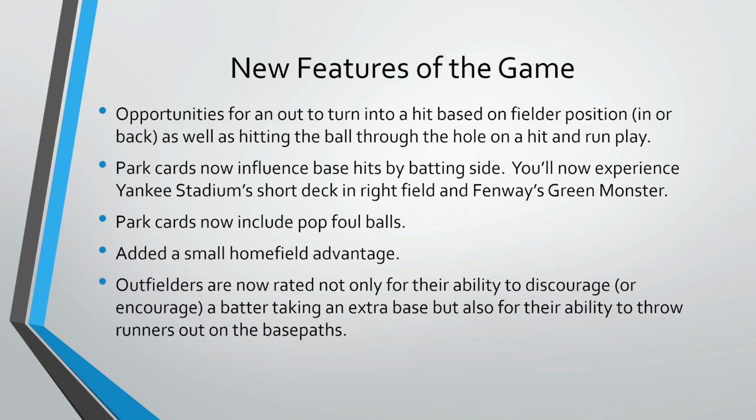So again, very easy to use, comes up infrequently, but when it does come up, that could have a huge impact on the game. Do I just go for guys who discourage, have good arms as far as reducing extra bases, or do I look for guys to be thrown out? The game simulates that now.